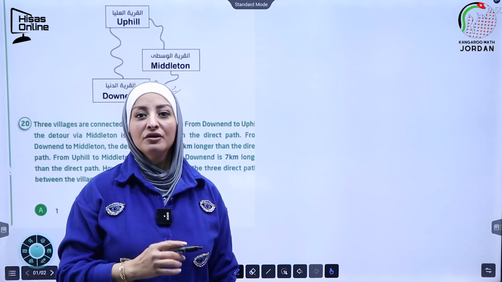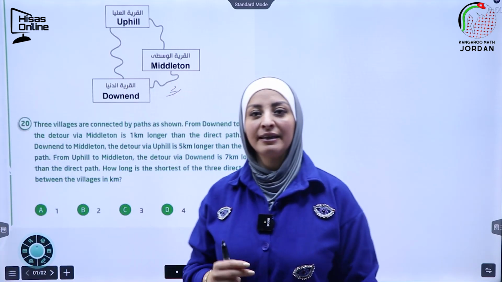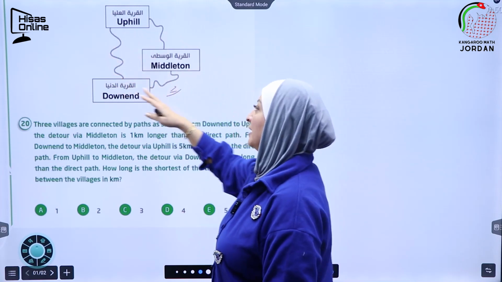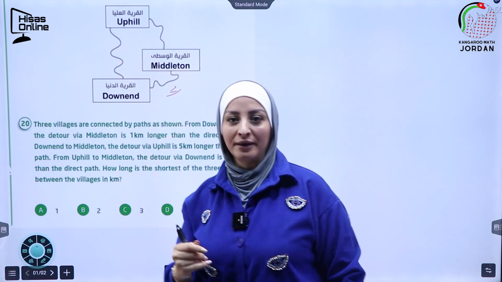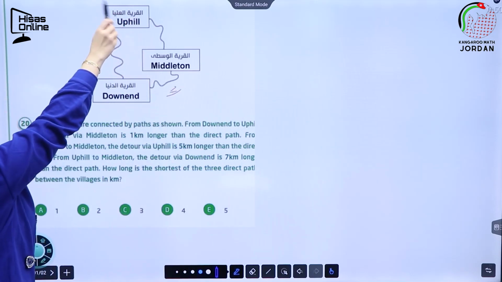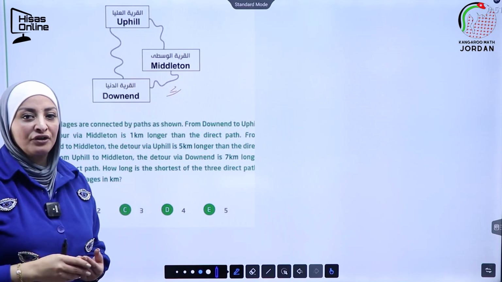Okay, we reached question 20, guys. This question discusses the distances between 3 villages. They are related to each other in different ways. The question says there is a top or above village, a down one and a middle one, related to each other in different ways.